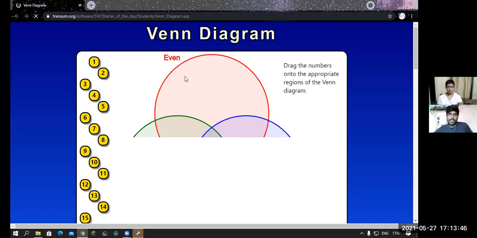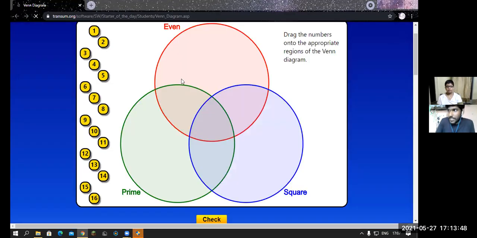Okay, so now this is a Venn diagram activity. So you have to place the numbers. If you see, the red circle in the Venn diagram is for even, the green is for prime, and the blue is for square. Now, accordingly, with the help of your mouse, pick up the numbers and put them in each circle. If you're correct, we'll check it later on. Start.